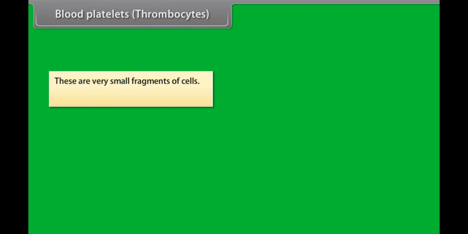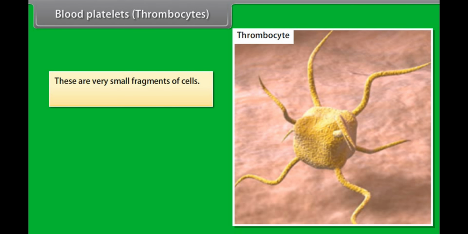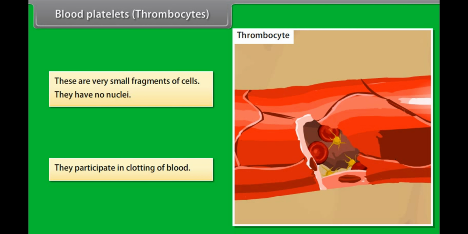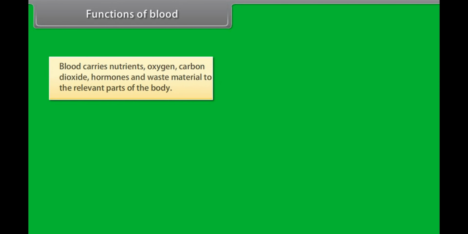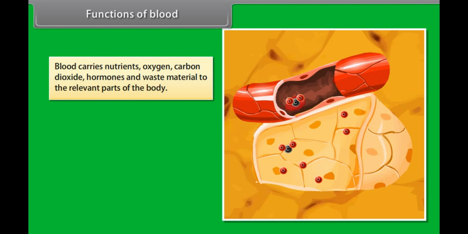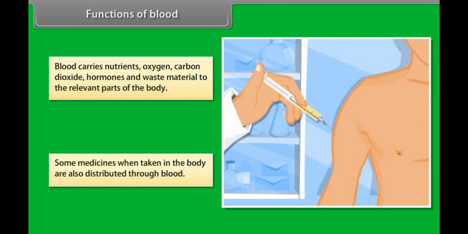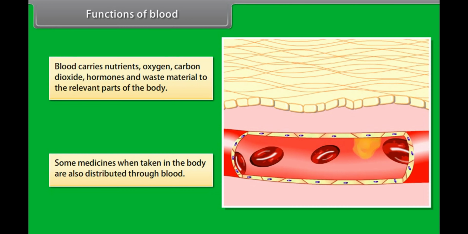Blood platelets, thrombocytes. These are very small fragments of cells. They have no nuclei. They participate in clotting of blood. Functions of blood. Blood carries nutrients, oxygen, carbon dioxide, hormones, and waste material to the relevant parts of the body. Some medicines, when taken in the body, are also distributed through blood.